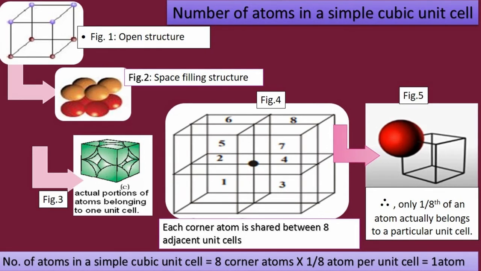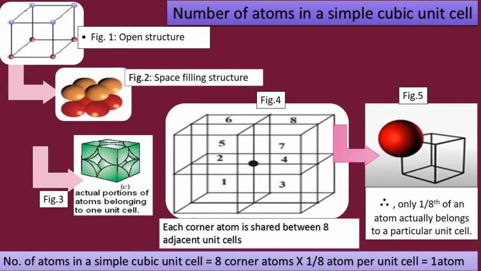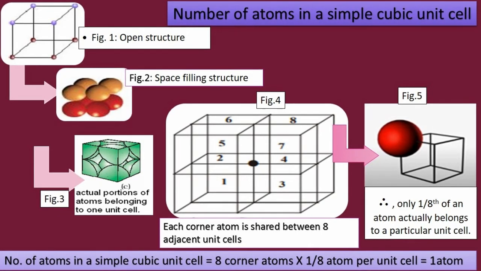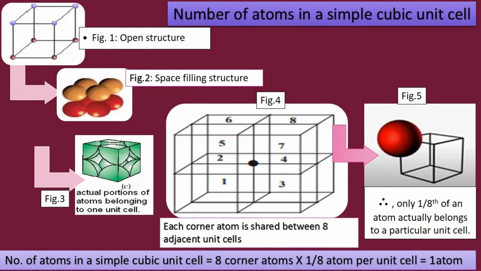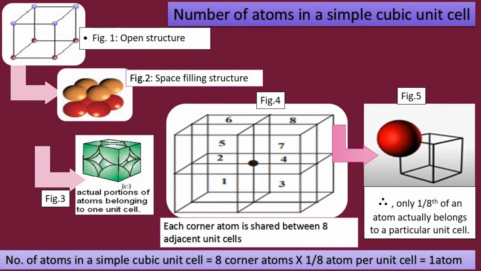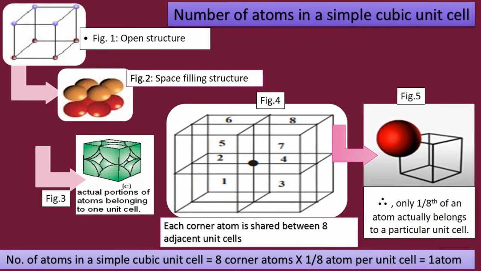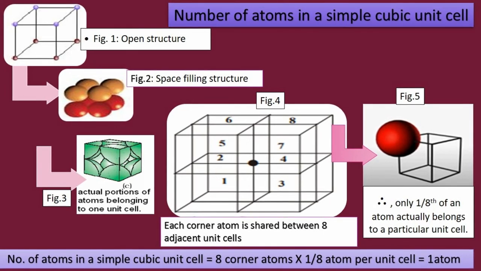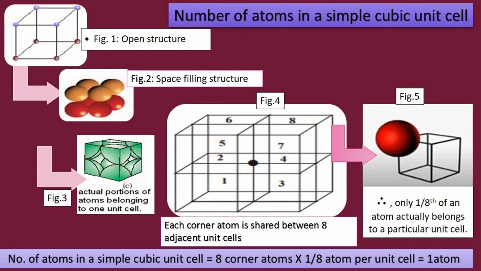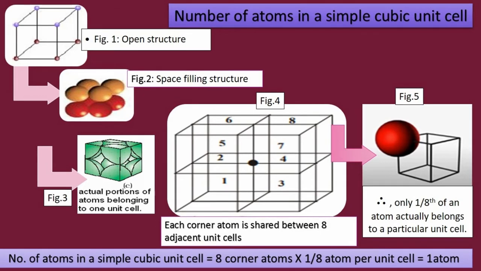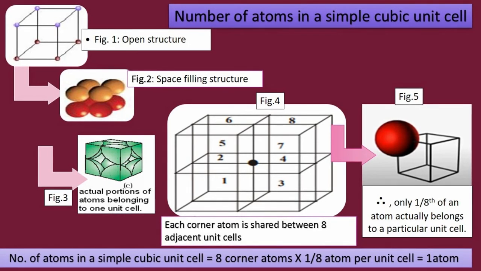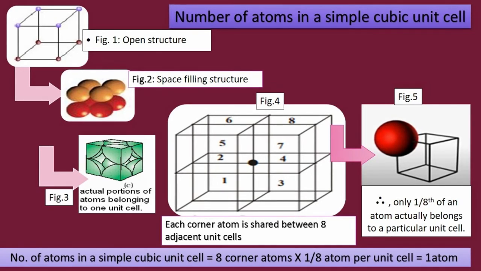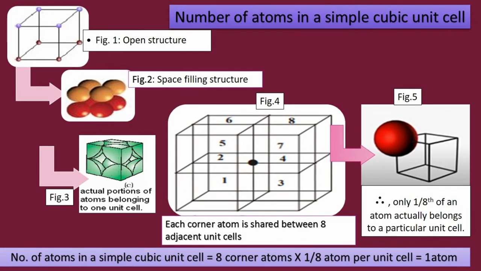Here, the space filling model shows that the atoms touch along the edges of the cell. By considering the portions of the cell inside the cell boundary, we can generate a unit cell of a simple cubic lattice, that is figure 3. From figure 4, we can see each atom at a corner is shared between 8 adjacent unit cells, 4 unit cells in the same layer and 4 unit cells of the upper or lower layer. Therefore, only 1 by 8 of an atom belongs to a particular unit cell.